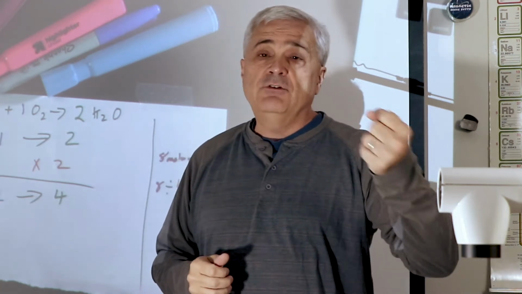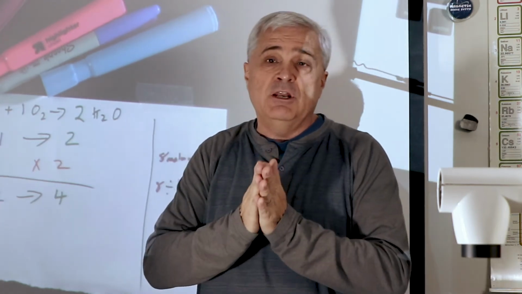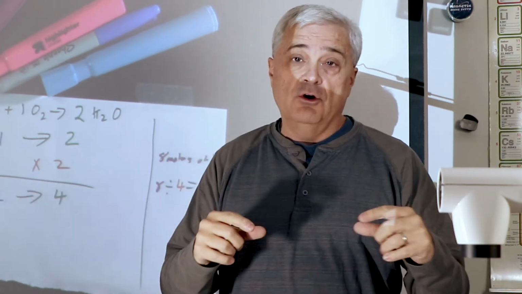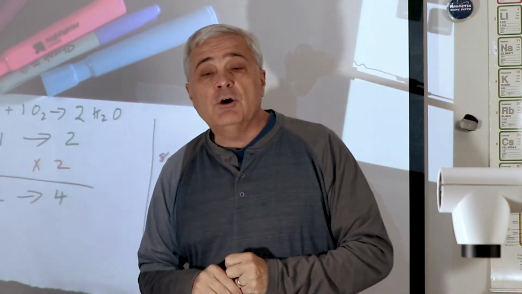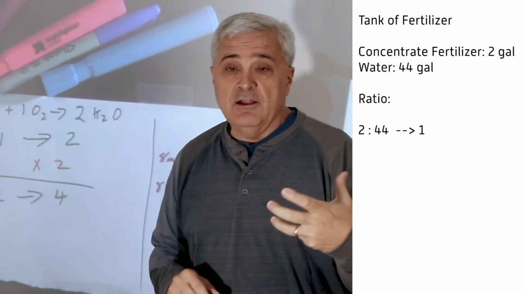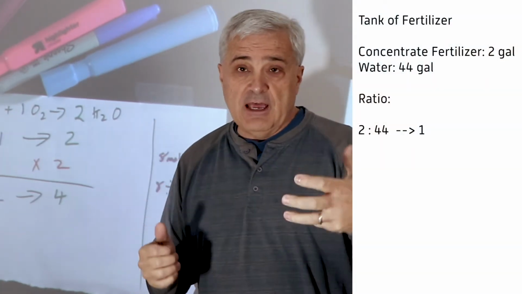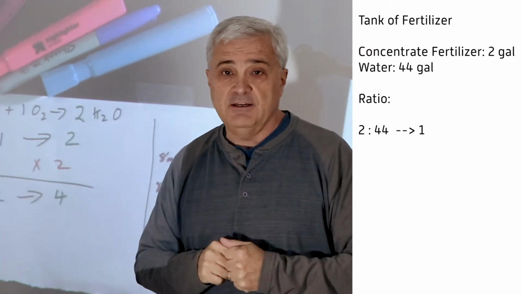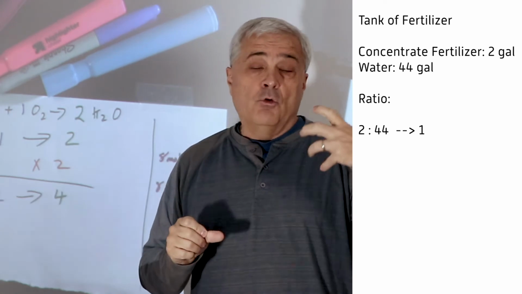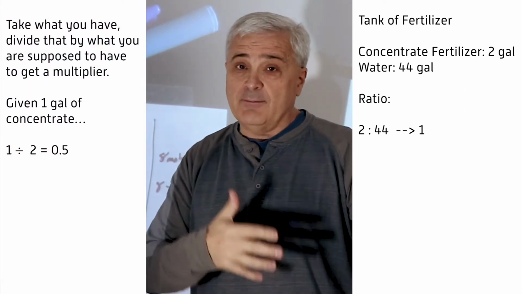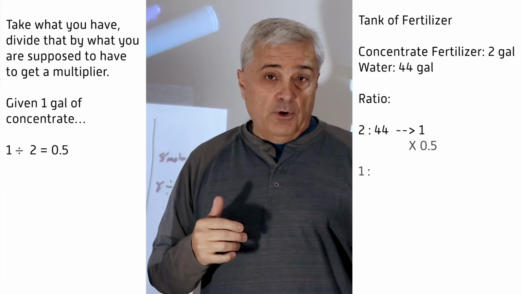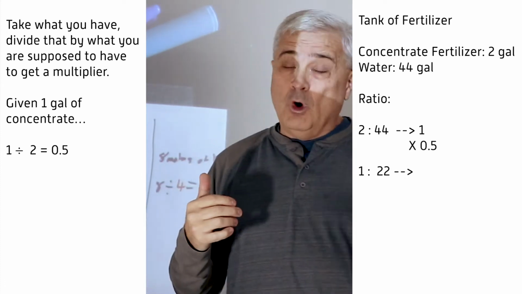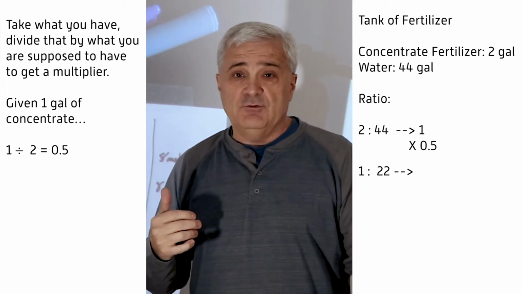How much do I have divided by how much am I supposed to have? And that gives me a number, and then I multiply the entire ratio by that thing. So let's go back to the fertilizer. 2 gallons, 44 gallons. So 2 gallons of fertilizer, 44 gallons of water makes 1 tank. If I only have 1 gallon, 1 divided by 2 is 0.5. 0.5 times 44 is 22. So if I have 1 gallon of fertilizer, it's half as much as I need.